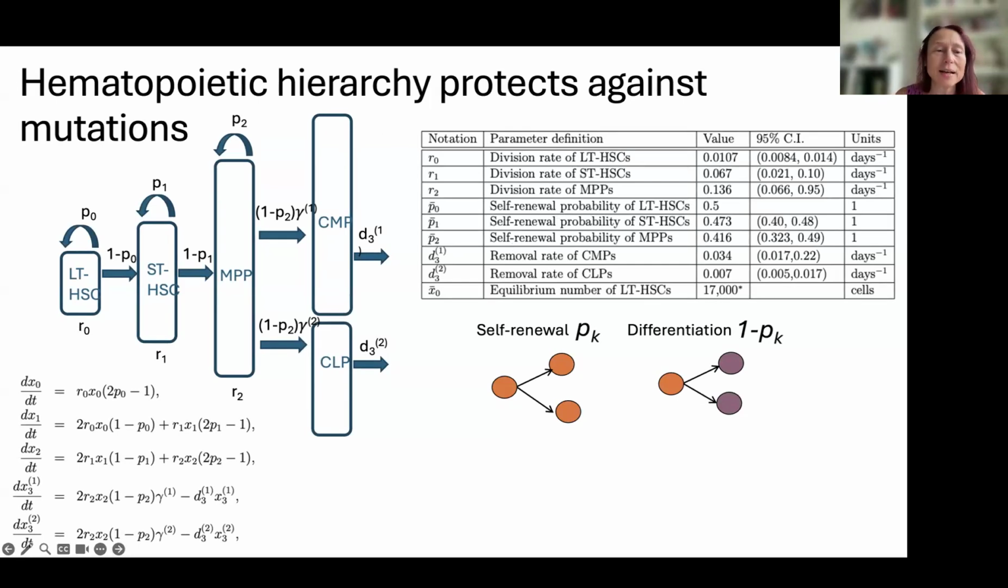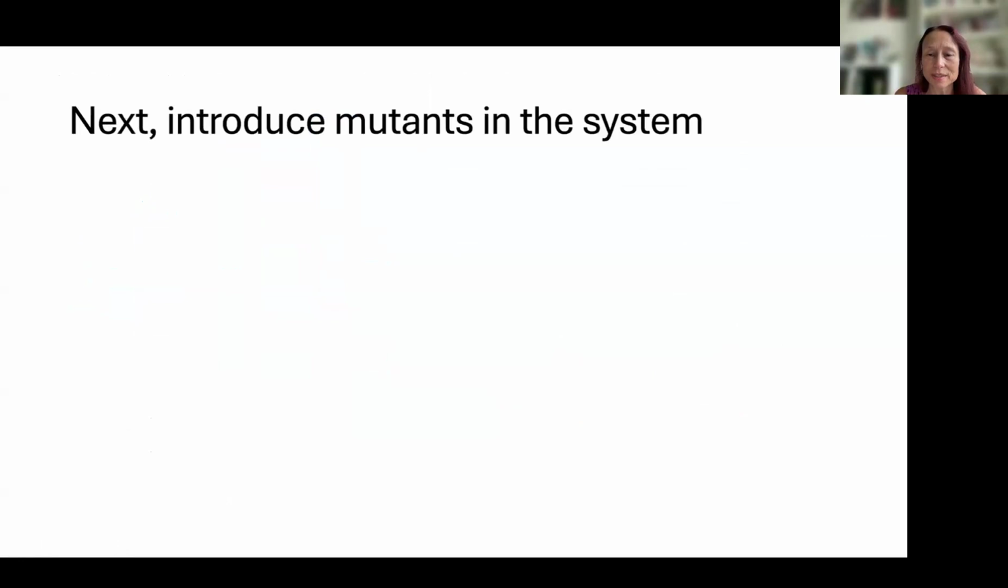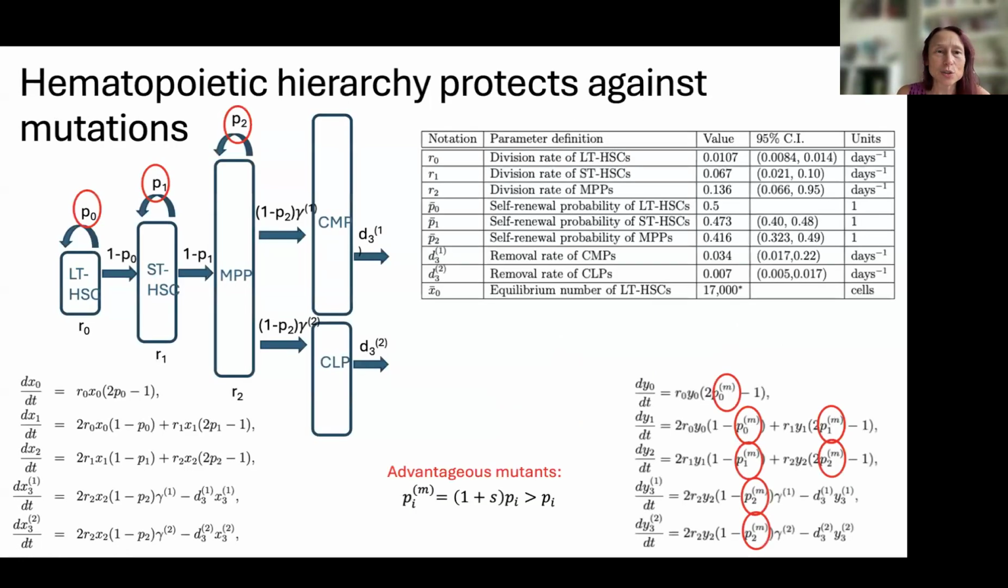It doesn't often happen. But now we're going to introduce mutants. And of course, in the original experiments, there were no mutants. So how do we introduce the mutants? This is the original system with X. And now we make a copy of that, call them Y, and these are the mutants.